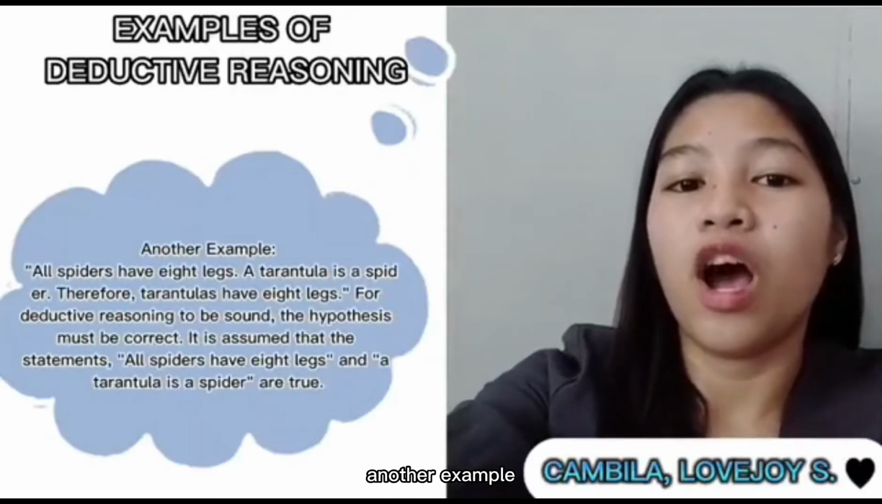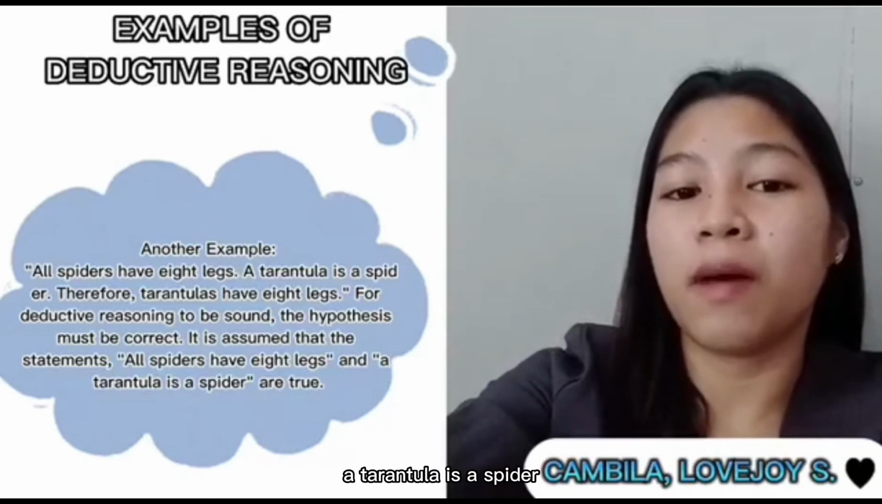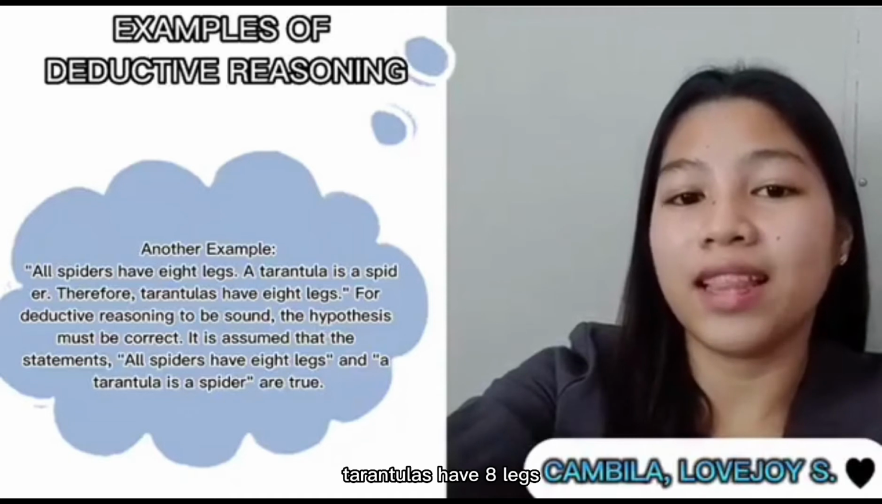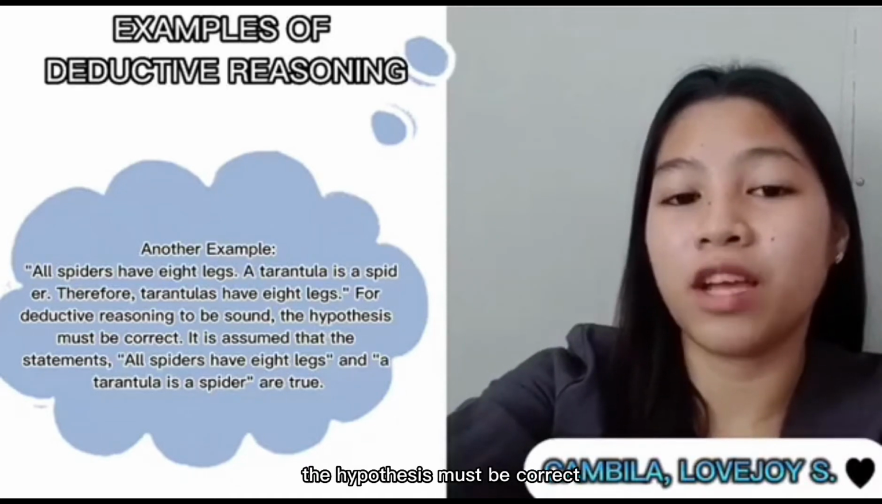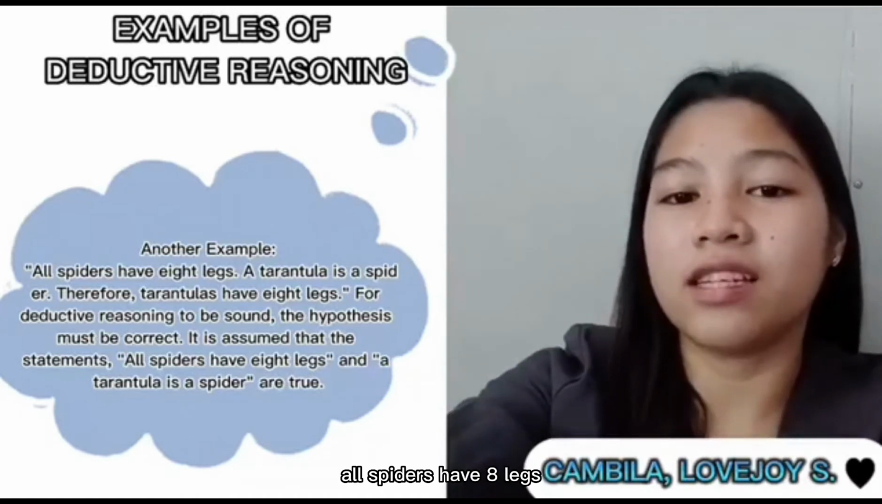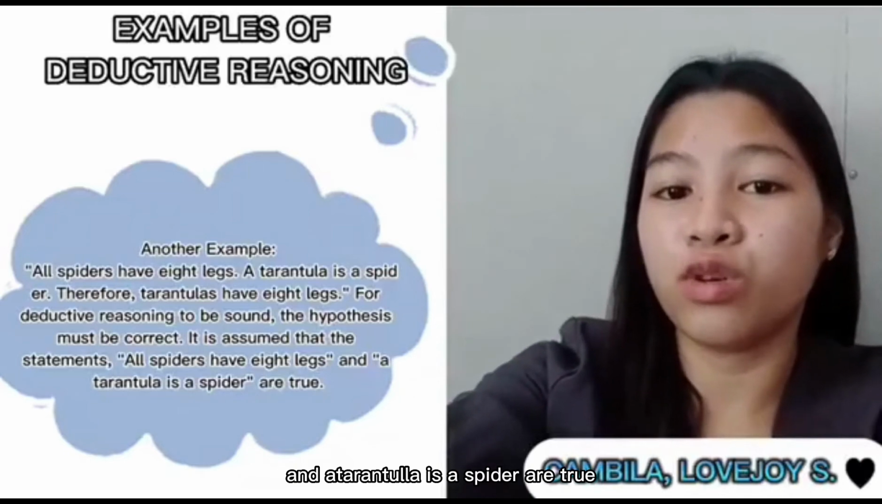Another example: all spiders have 8 legs. A tarantula is a spider. Conclusion: therefore, tarantulas have 8 legs. For deductive reasoning to be sound, the hypothesis must be correct. It is assumed that the statements, all spiders have 8 legs, and a tarantula is a spider, are true.